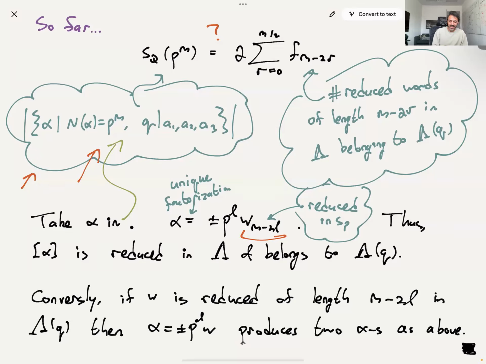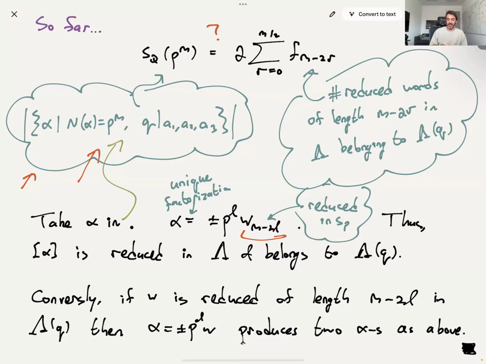So the class of alpha is reduced in lambda and belongs to lambda q. Right? It belongs to lambda q because we know that and that. And it's reduced in lambda because when you look at lambda, the P to the r and the plus minus 1 goes away, and you are left with a reduced word in lambda prime, which induces a reduced word in lambda. Okay, so if you take alpha on the left-hand side, you get something on the right-hand side.